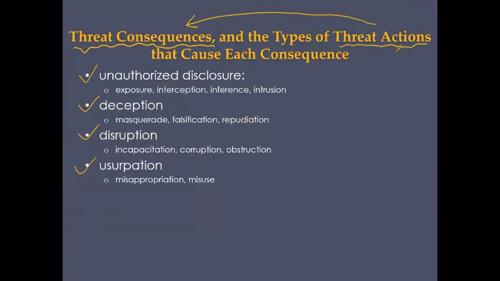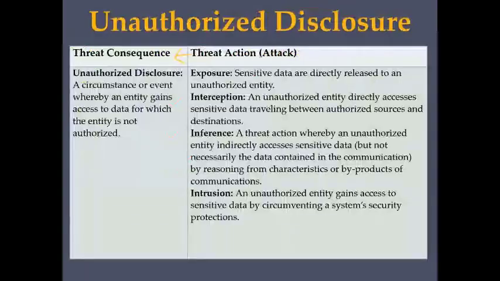So threat consequences and threat actions are correlated, actually. Threat actions are done by the hackers, and they generate a series of problems inside the system. Unauthorized disclosure, deception, disruption, and usurpation are the four main things. So we will study them one by one. Let's say unauthorized disclosure.